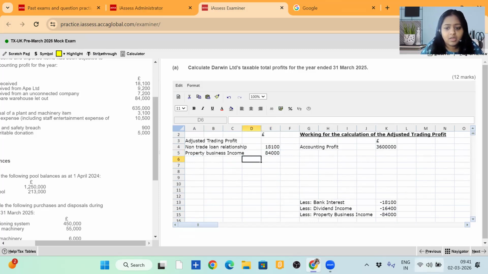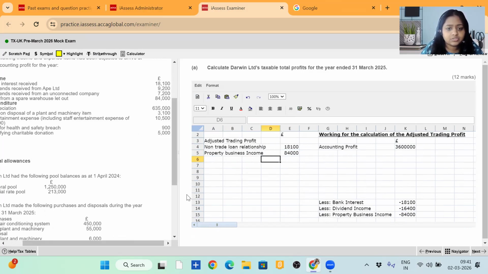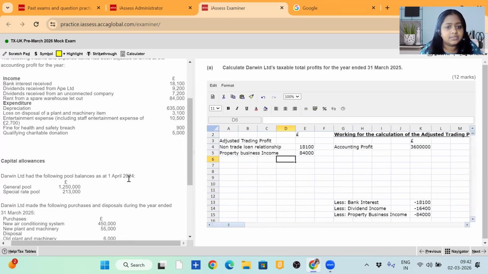Now we have done half of the portions here. Let's go to the next one. I'll just stretch it a bit. This will make it easy. Expenditure. Depreciation, you know you will add back. So I will write here add back. Okay, what I will add back? Depreciation. How much is to be added back? 635,000.